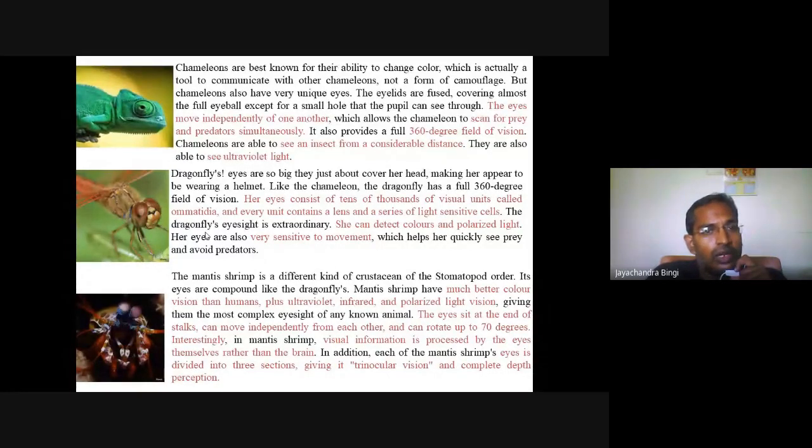Just to see the last one: chameleons are able to see an insect from considerable distance, and look at the eye structure. The sensor structure, that is the macro structure, not the microstructure, actually decides the optics. Point to be noted: macro structures are also meaningful. They also see UV light, so that capability comes from what is inside the eye.